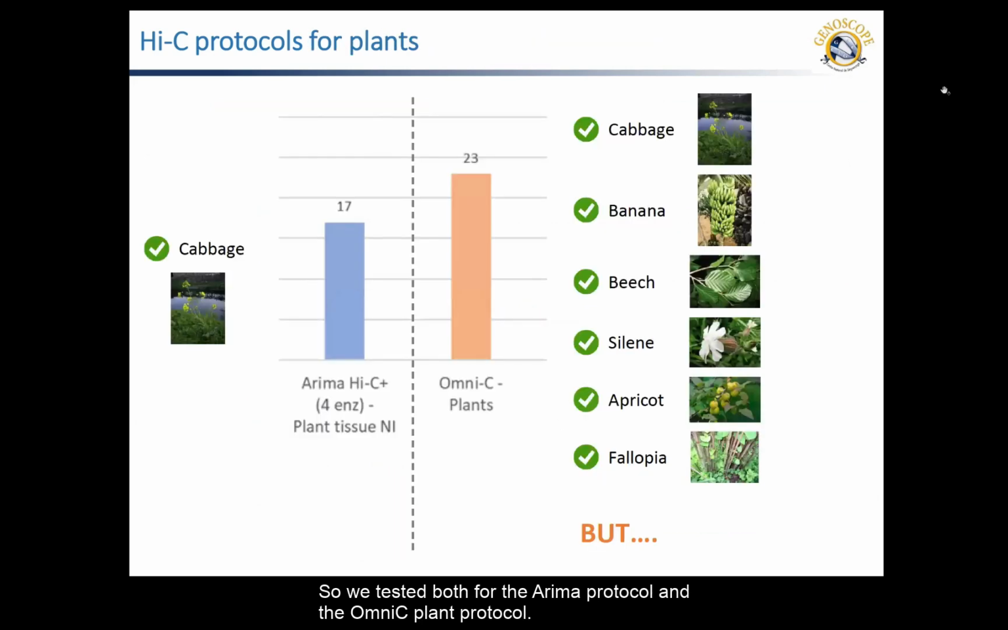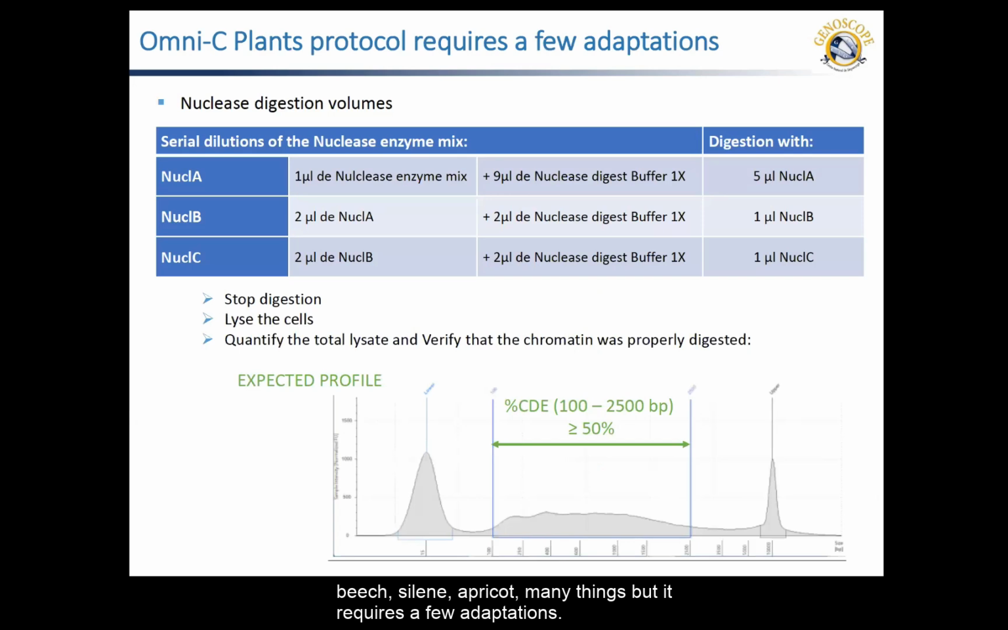So we tested both the Arima protocol and the Omni-C protocol. We succeeded with a lot of species, a lot of different varieties of cabbage for the Arima, but also for the Omni-C we used it with success with banana, beech, and apricot, many things, but it requires a few adaptations.